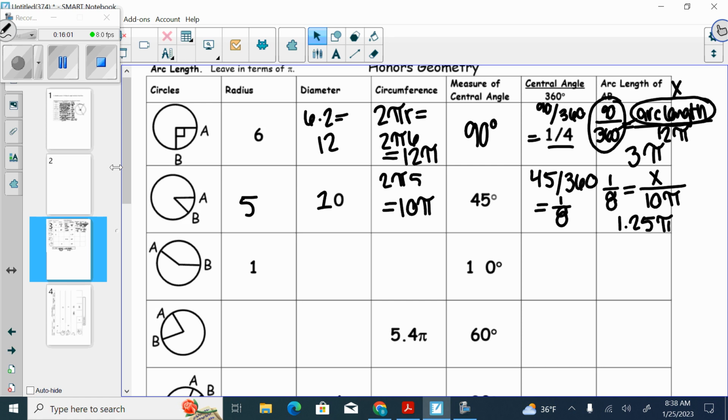All right. Next row. They told us that the radius was 12. So what would that make our diameter? 24. Which would make our circumference, good.